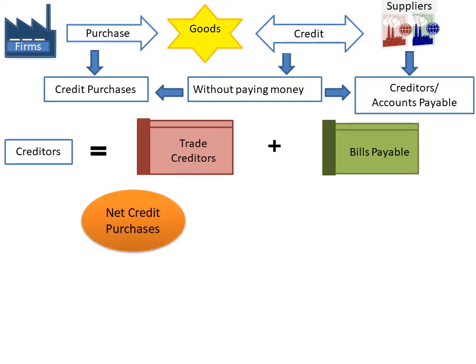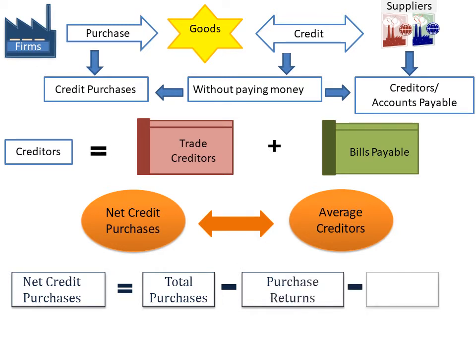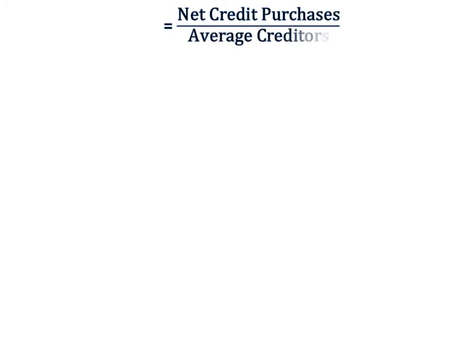Ratio establishes relationship between net credit purchases and average creditors. Net credit purchases are equal to total purchases less purchase returns less cash purchases, and average creditors are equal to opening creditors plus closing creditors divided by 2. Ratio is calculated by dividing net credit purchases by average creditors. It is usually expressed in times and it plays a very important role in measuring the liquidity.